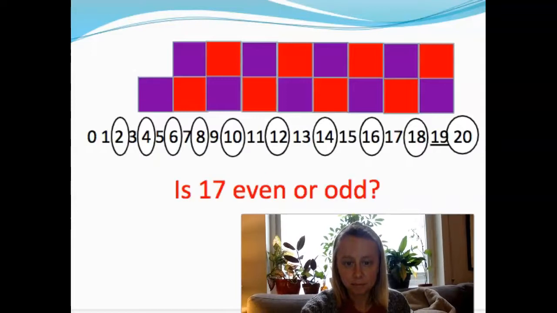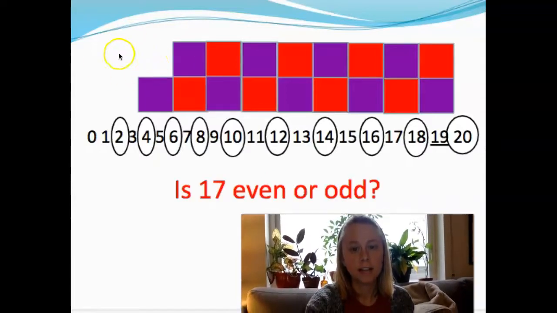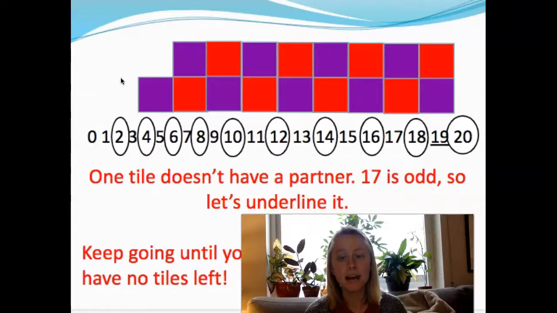17. Is 17 even or odd? Check it out. Does it have a pair? One tile doesn't have a partner, so 17 is odd. Let's underline it. Remember, we're underlining all odd numbers.